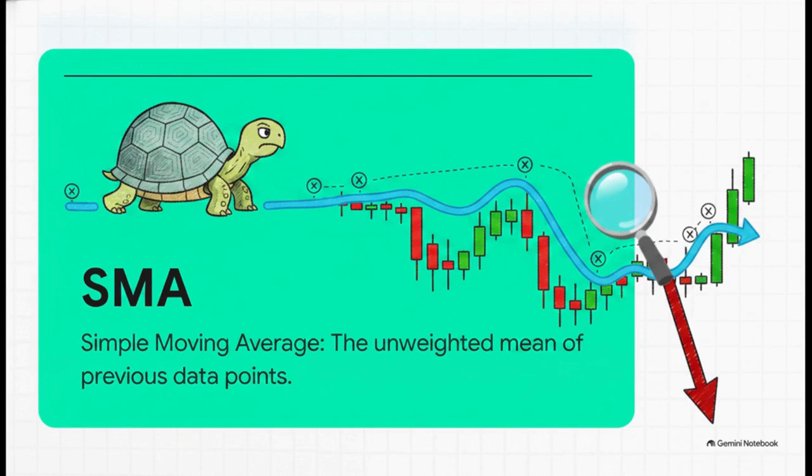Think of the SMA as the steady tortoise of your chart. It looks back at a set period, let's say the last 20 days, adds up the closing prices, and just divides by 20. It treats all historical data exactly the same. The price from 20 days ago holds the exact same weight as the price from 5 minutes ago. Now, it's incredibly stable, sure, but because of that, it can be a little slow to react to sudden changes.